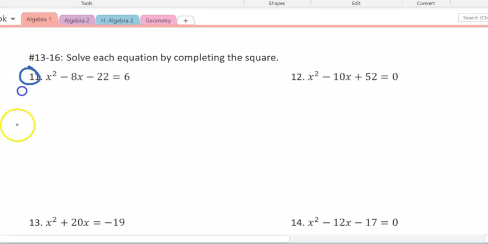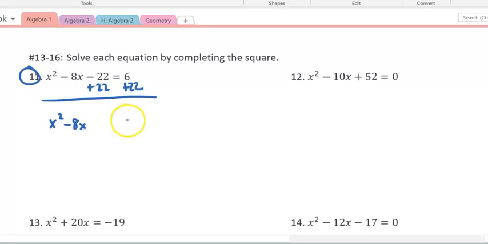So let's go ahead and do this one together. So the first thing I do is I get the C value out of the way, because when I'm completing the square, I want to choose my own number. So I add the 22 and I get 28.